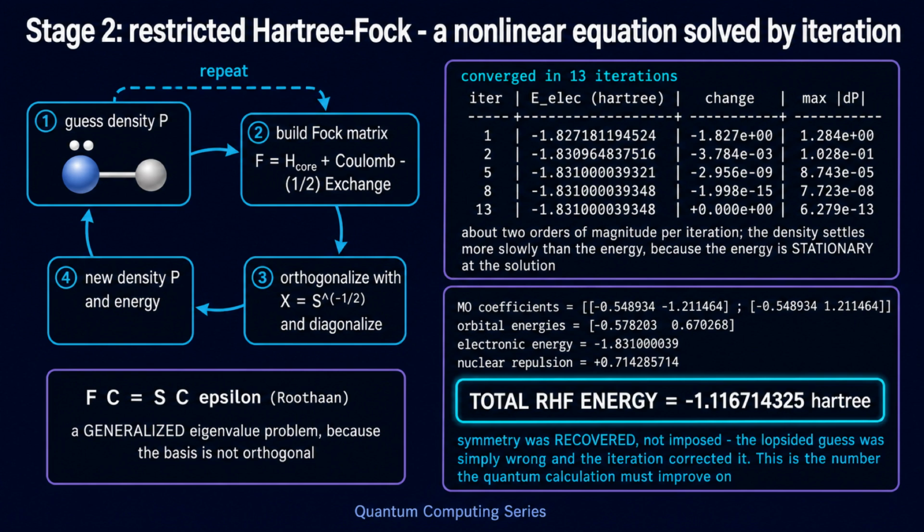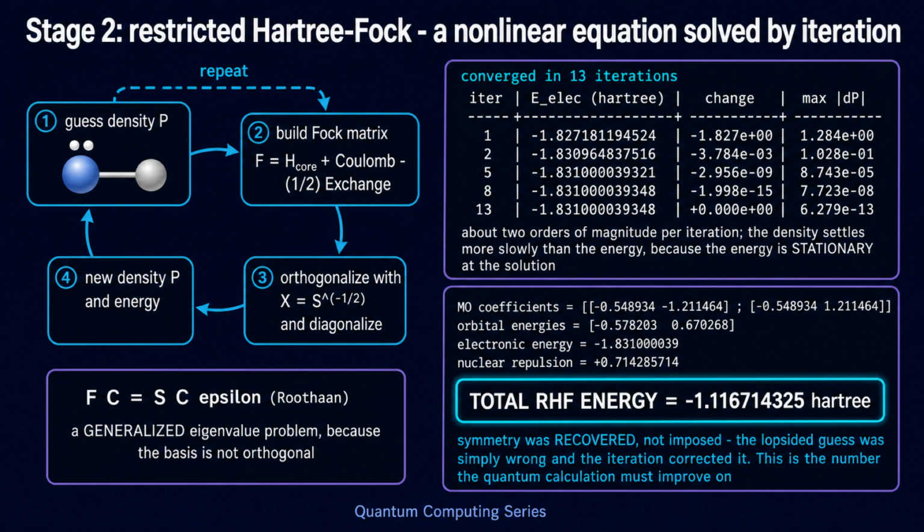Hartree-Fock replaces electron-electron repulsion by an average field. The orbital equations are nonlinear because the Fock matrix depends on the orbitals it determines, so we iterate. We start from a deliberately lopsided guess, with both electrons parked on 1 atom. 13 iterations later, the energy has stopped changing at machine precision.